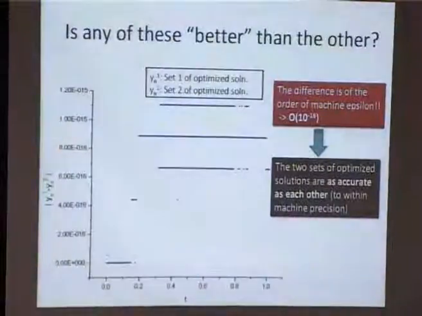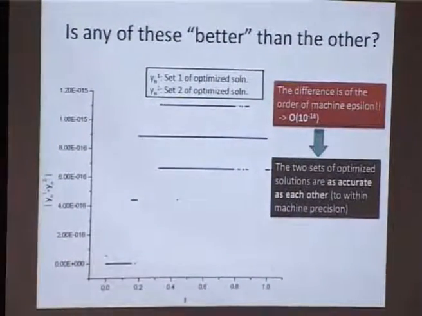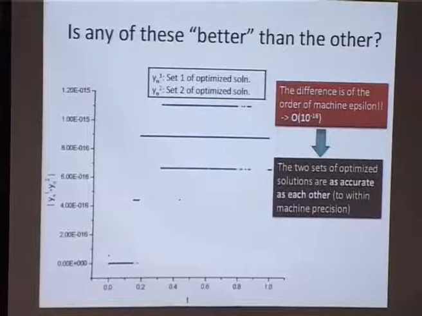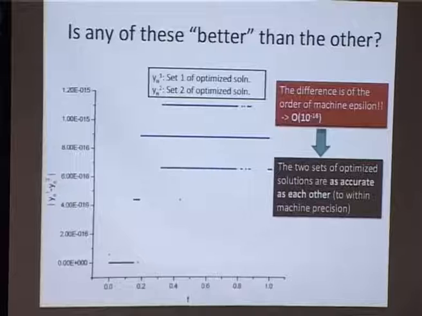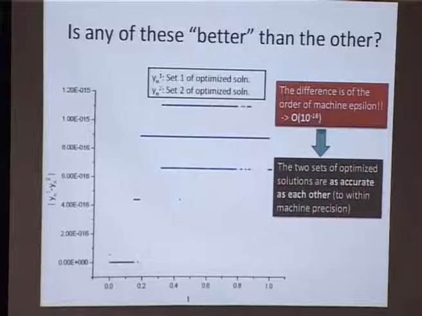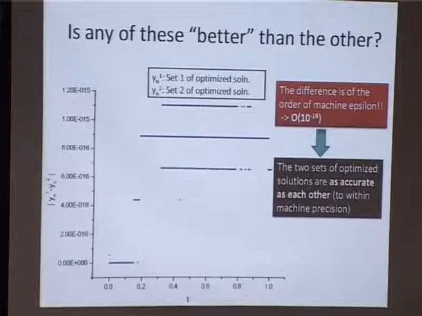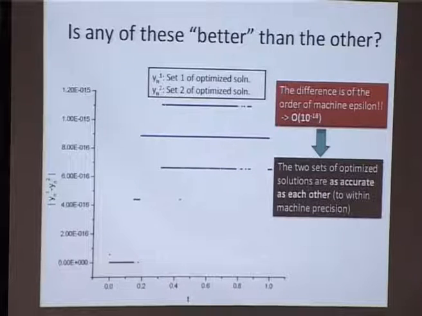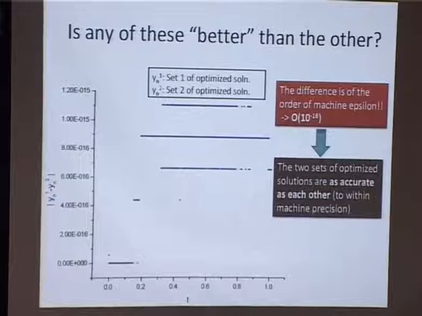It doesn't have a unique value. It ranges between 6 into 10 power minus 16 to around 11 into 10 power minus 16. Now it might seem that one method is therefore more accurate than the other, but keep in mind that we are doing a numerical computation, and therefore this 10 power minus 16 is basically the machine epsilon. It's nothing but a machine error. The machine cannot represent something more precisely than 10 power minus 16, and therefore I believe that these two solutions are as accurate as each other to within machine precision.